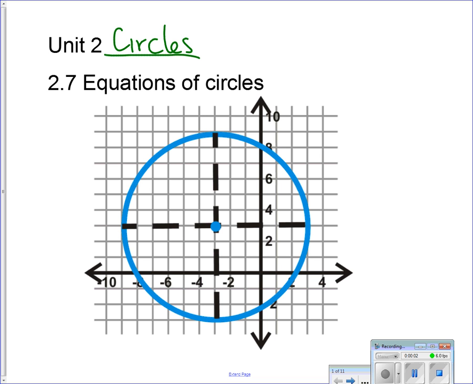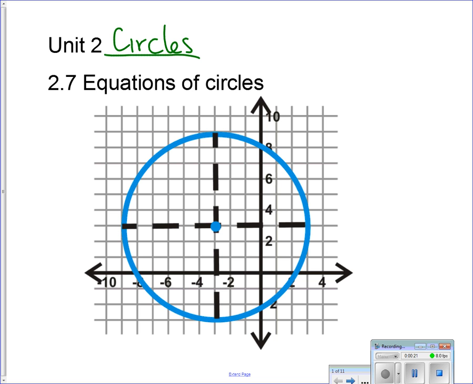Hey everybody, this is Mr. Munson. We're in Unit 2, Circles. And so this is Concept 7, which is writing equations of circles, and then looking at the picture of circles and writing equations coming from the coordinate plane. So since this is Unit 2 and it's Concept 7, we're in 2.7, Equations of Circles.